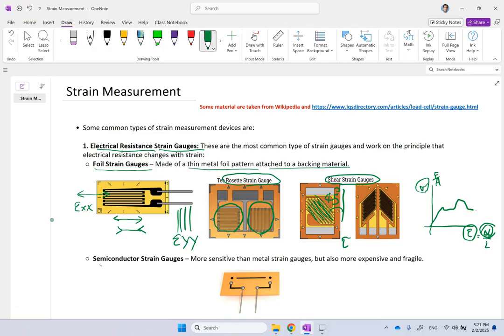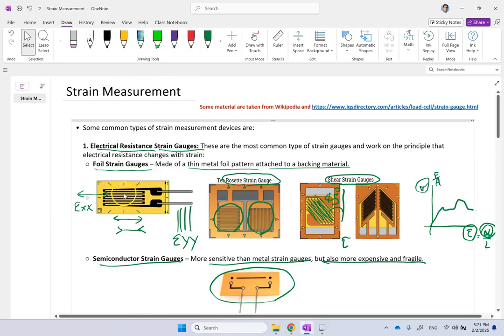There are some that use semiconductors. They are way more expensive and fragile, but they are way more sensitive, and we're going to talk about that. So these are semiconductor systems as opposed to just a simple metal foil.